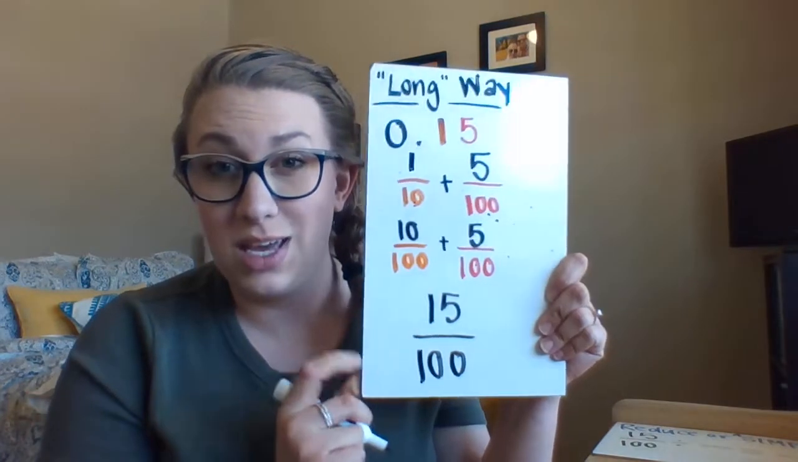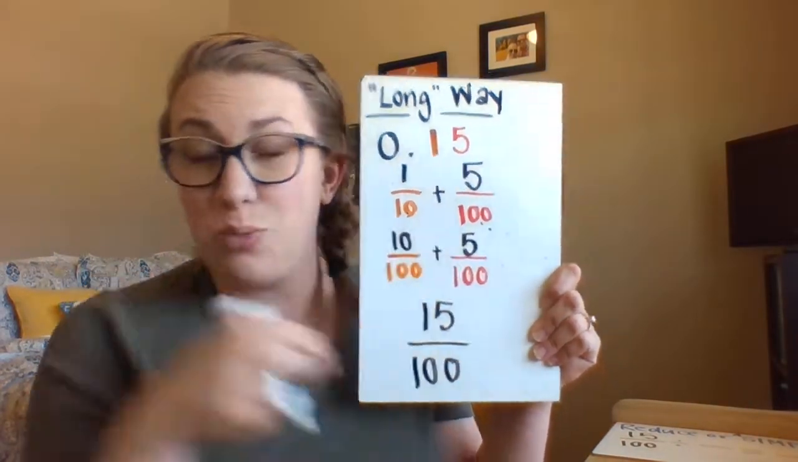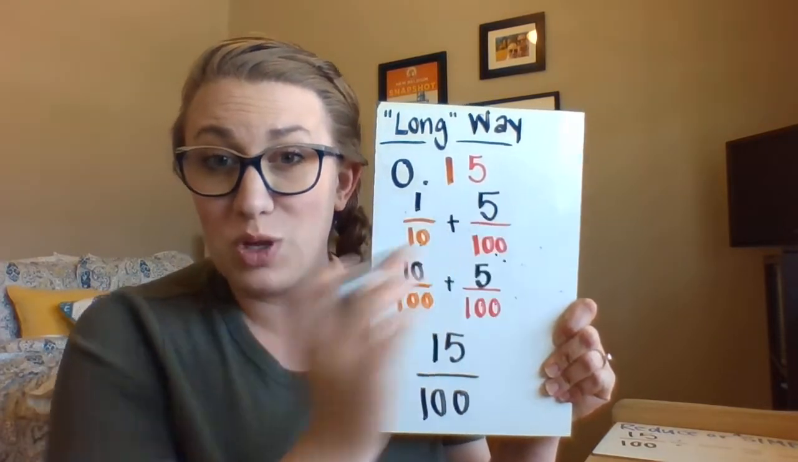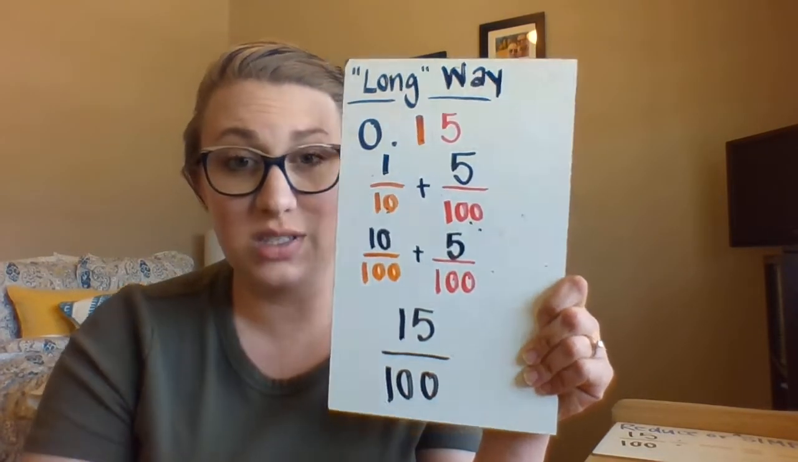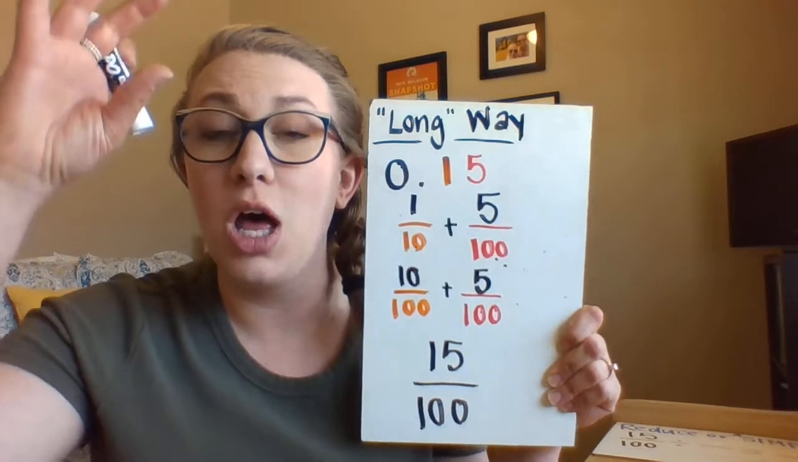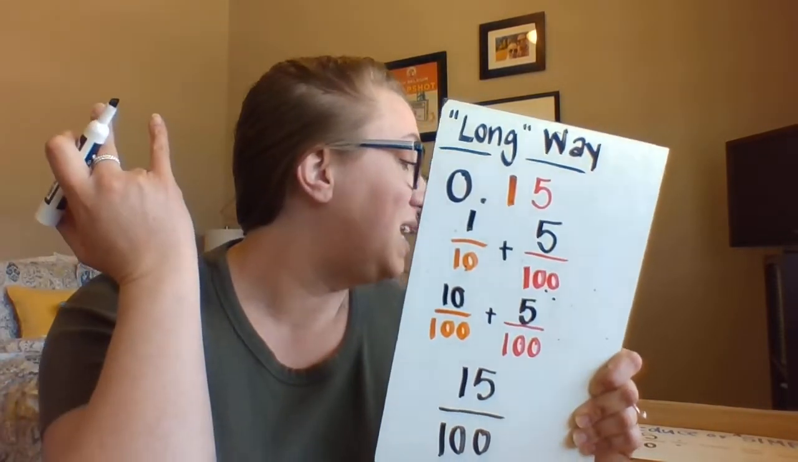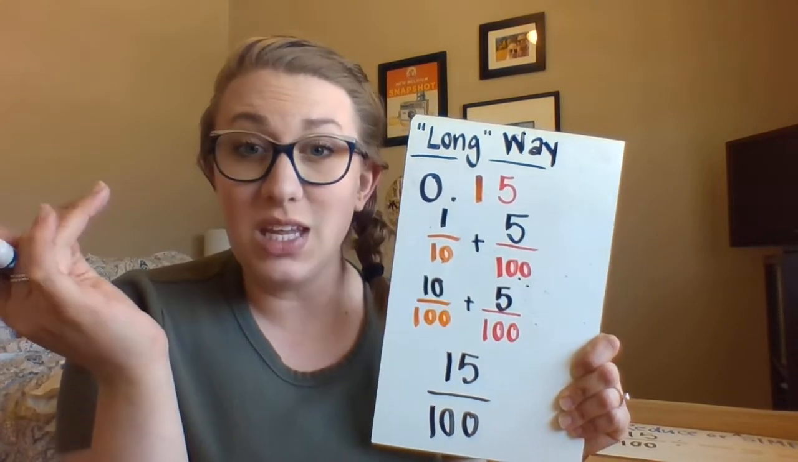I hope that you got this too. This is a pretty simple one, but breaking it down can be really helpful with place value. And if you want to use different colors like I did, that can help too. So that's our long way, looking at it by place value. But there is another way to look at this.